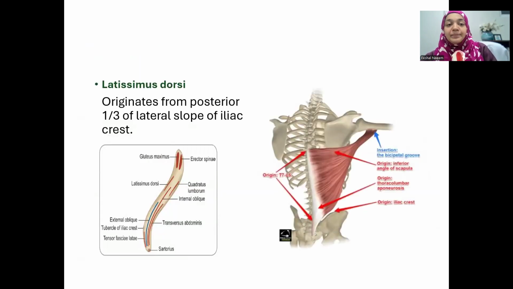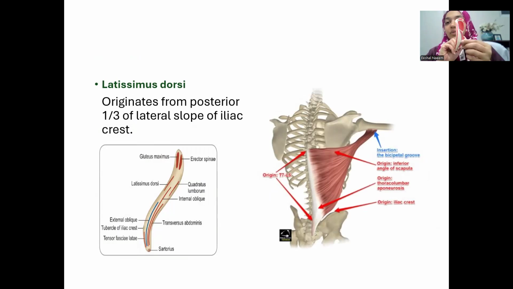Now moving on, we have the latissimus dorsi. I told you the latissimus dorsi is overused or inflamed in injuries like swimming a lot or climbing a lot. That's when the latissimus dorsi's movement is at its peak. So the latissimus dorsi also originates from the posterior one third of the lateral slope of the iliac crest. So come to the posterior one third. This is the posterior one third, right?